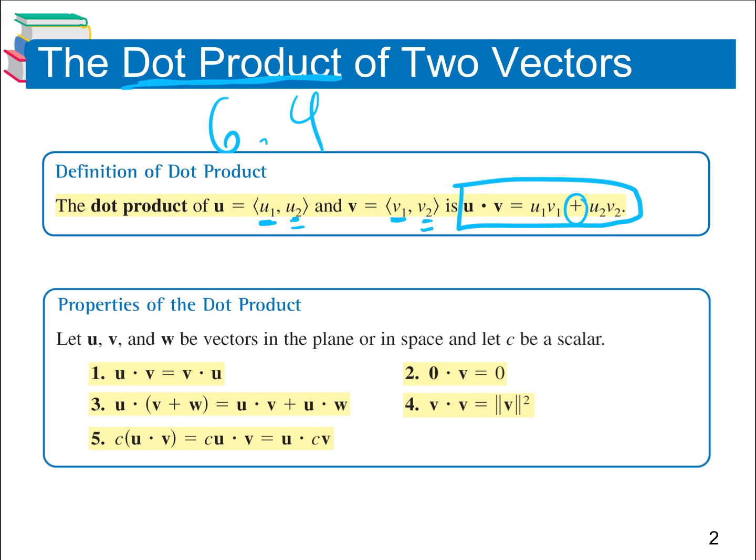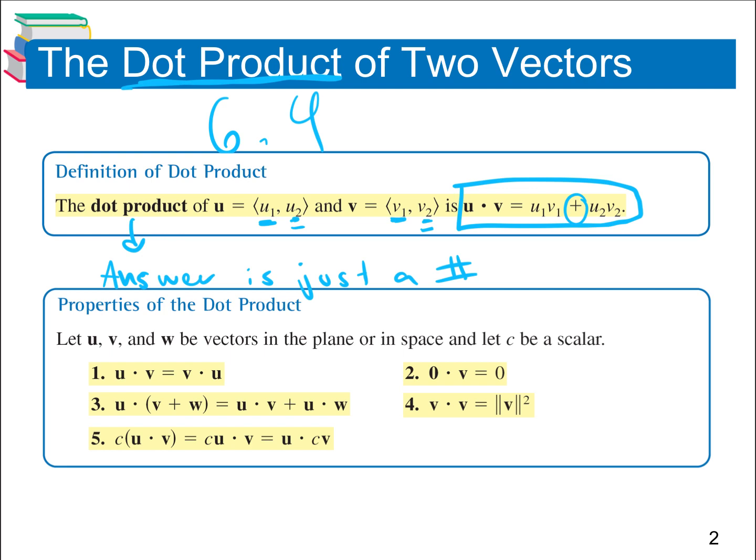When you take the dot product of two vectors, your answer is going to be just one number. So the dot product, the answer is just a number. That's probably the most common mistake that people would make, is that they multiply the first times the first and the second times the second, but they leave it as a vector. So when you take the dot product, your answer is just a number.